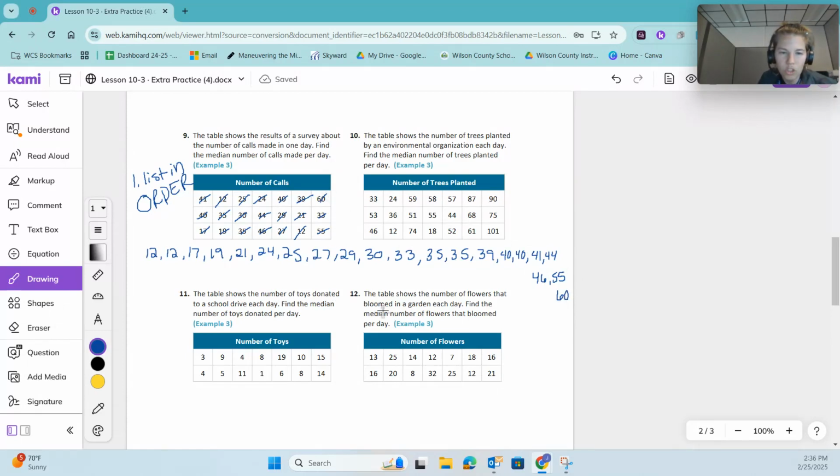Okay, so I've listed them all now. To double check here, I've got 1, 2, 3, 4, 5, 6, 7, 7, 14. I should have 21 numbers, so I'm going to recount them to make sure I have them all listed. 21. All right, I do have them all listed.